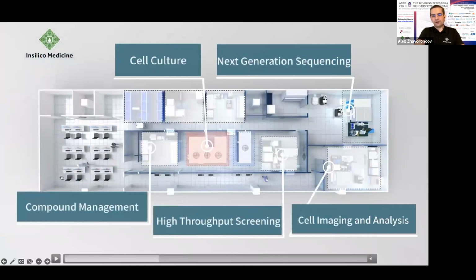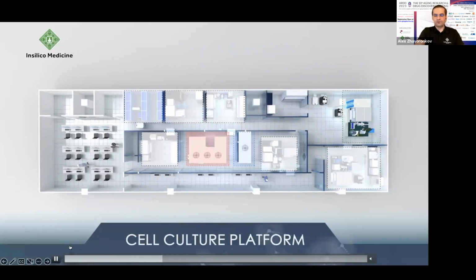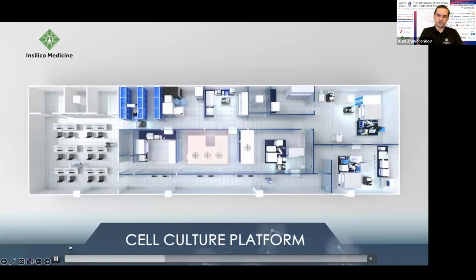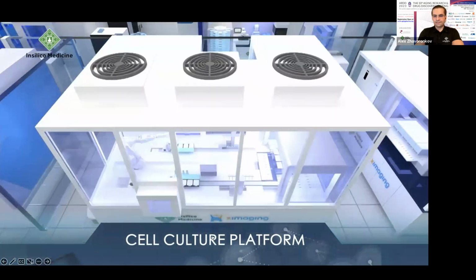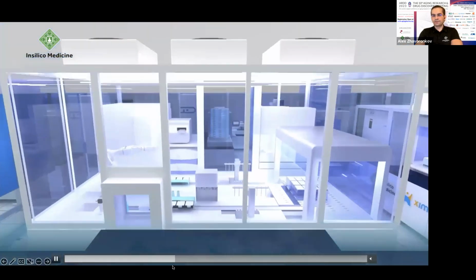And in the lab, we have fully automated islands that allow for automatic compound management, cell culture, high throughput screening, NGS, and also cell imaging and analysis. And in between those islands, we have those single arm, dual arm AGVs. So pretty standard equipment for cell culture.